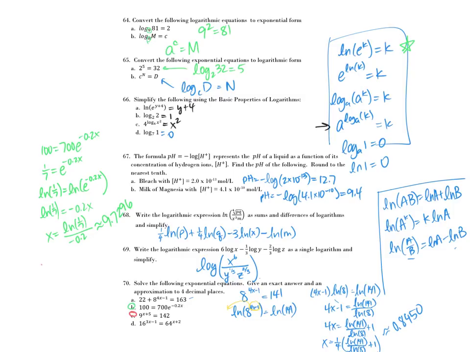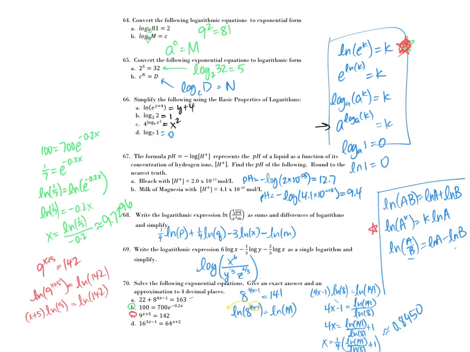Okay, next one, C, I'll work in red. So we have 9 to the x plus 5 equals 142. So I can take the natural log of both sides. Natural log of 9 to the x plus 5 is equal to natural log of 142. And again, we'll use this property here, sorry, we're not using that property, we're using this property here to say x plus 5 times natural log of 9 is equal to natural log of 142.